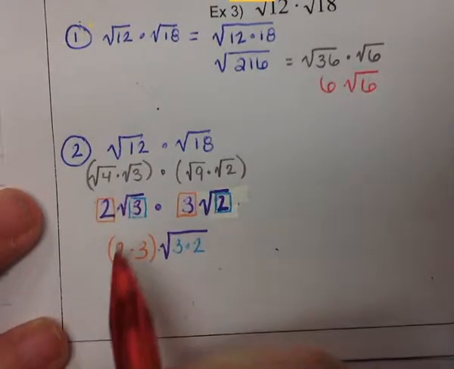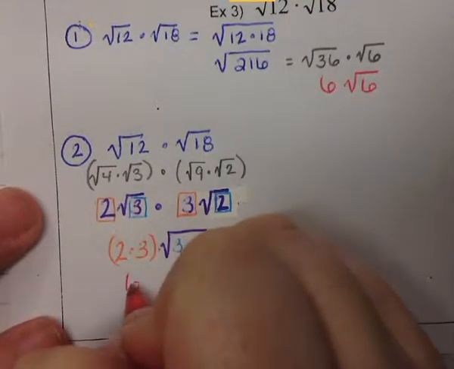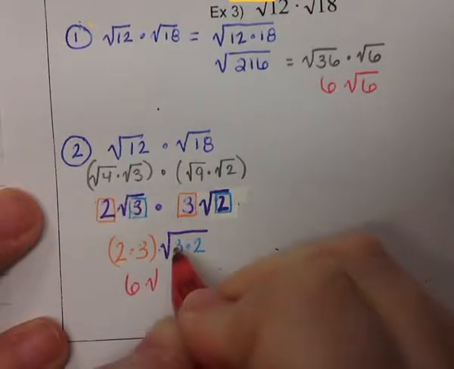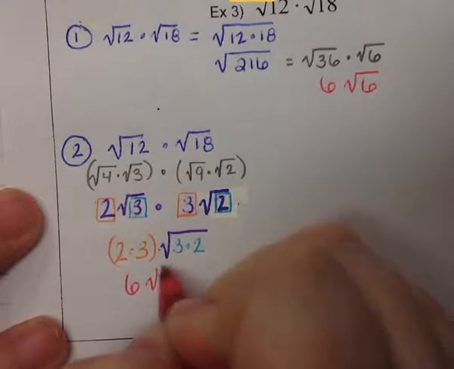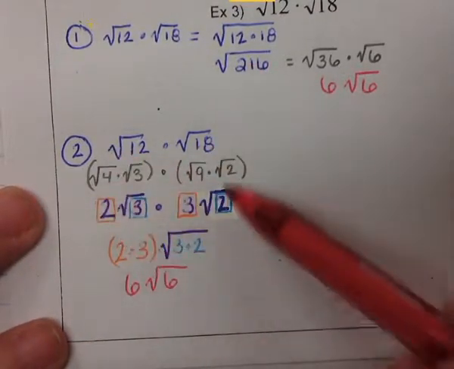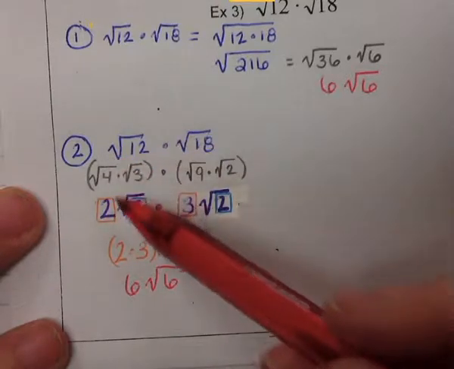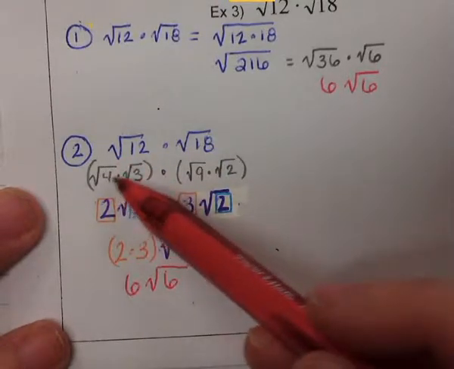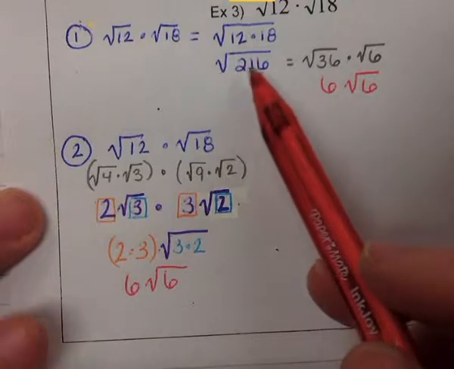This will end up being 2 times 3 is 6. We have the square root symbol. 3 times 2 is 6. And we do end up with the same answer, but this process can sometimes take much longer, but it sometimes is easier if you don't have a calculator to do larger numbers.